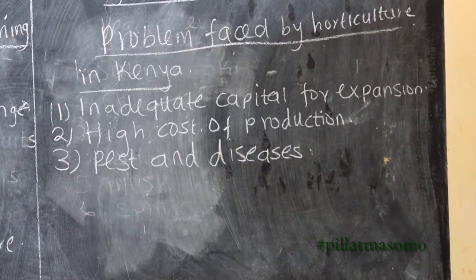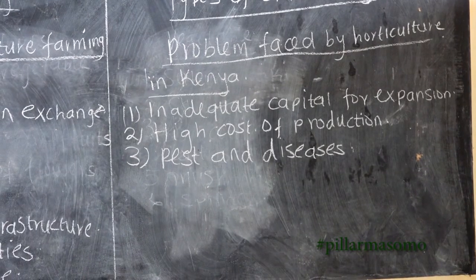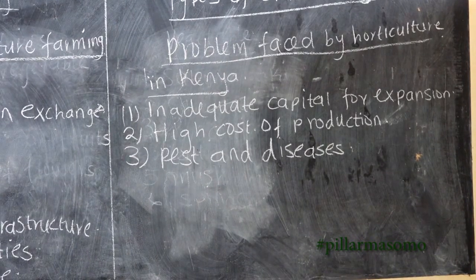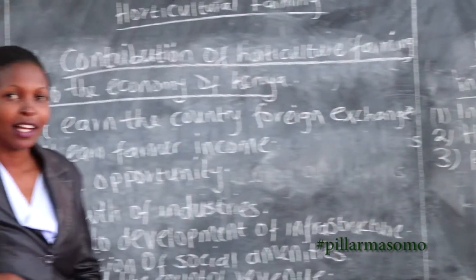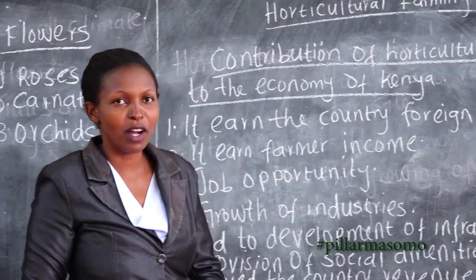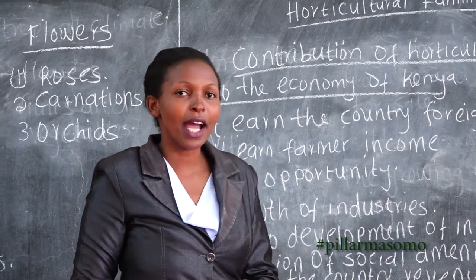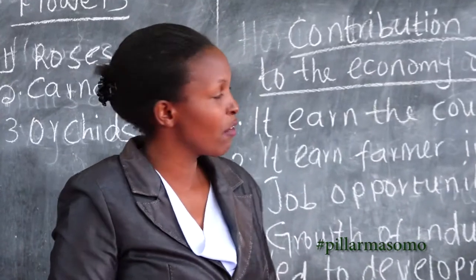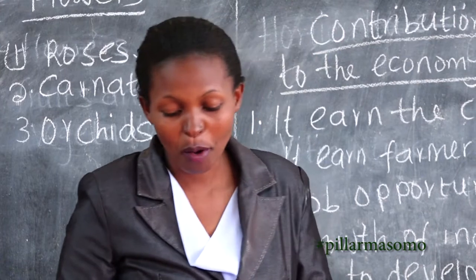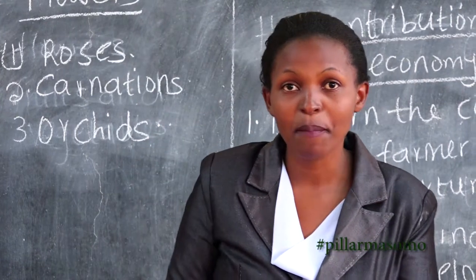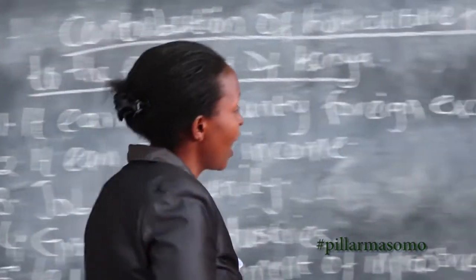When talking about the pests and diseases, these ones are the ones that invade the horticulture crops. Let me refer to the treatment as medicine. They require the medicine to apply to the crop. So we have the pests and also the diseases invading the crop. Then we have stiff competition from other countries.